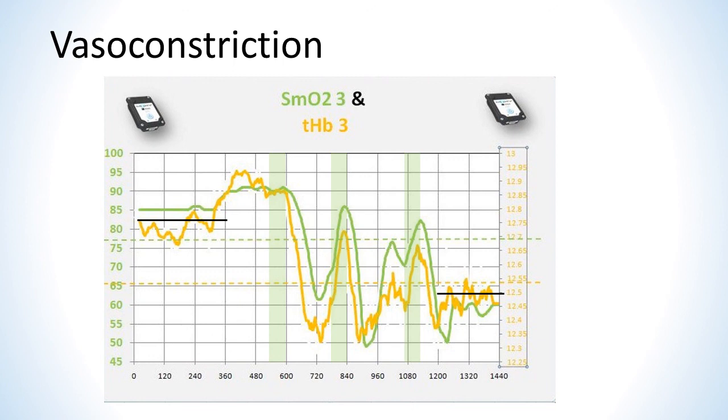The body constricted blood flow in the deltoid as a means to redirect it elsewhere. This is shown by the decrease in THB, and it's supported by the decrease in SMO2 as well.